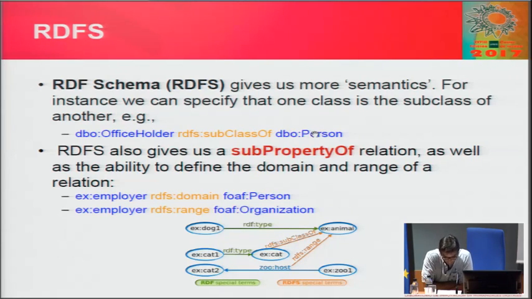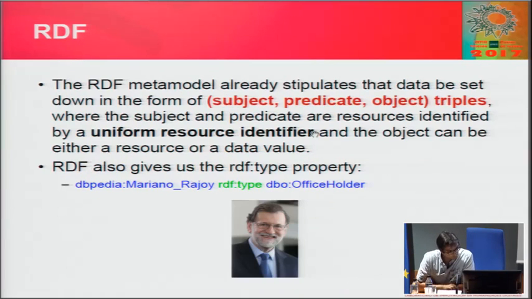And an extra step in the right direction is given by RDF Schema, or RDFS, which allows us to encode subclass or subsumption relations between classes. It also gives us subproperty-of relations so that we can actually create hierarchies of properties. And we're also able to define the domain and the range of a relation. So, for example, with the subclass-of relation, we can say that office holder is a subclass of person, and then we're able to derive using basic description logic that Rajoy is a person, belongs to the class person, from the fact that he's an office holder.